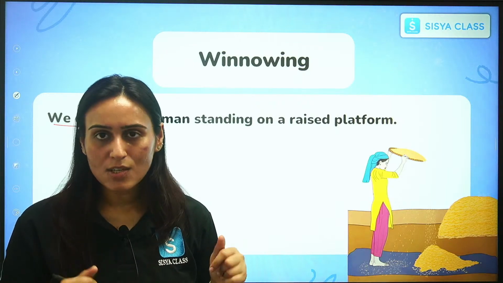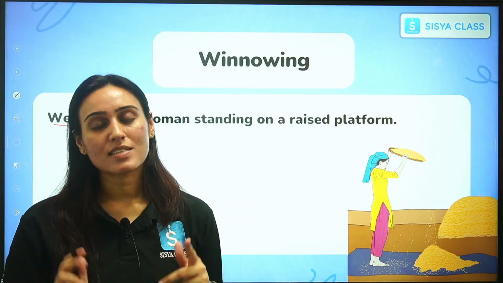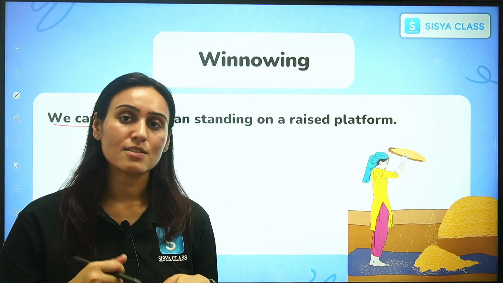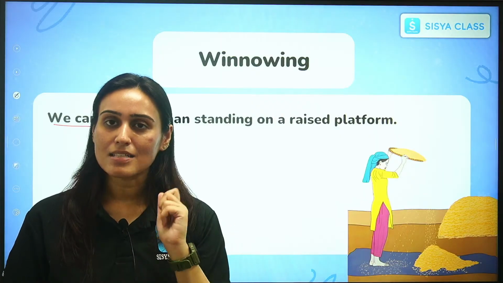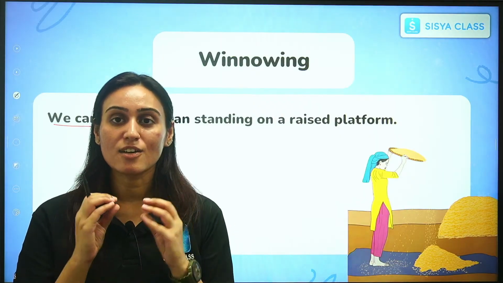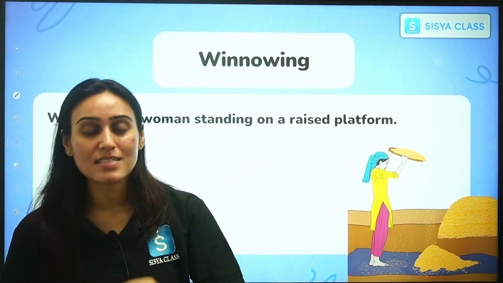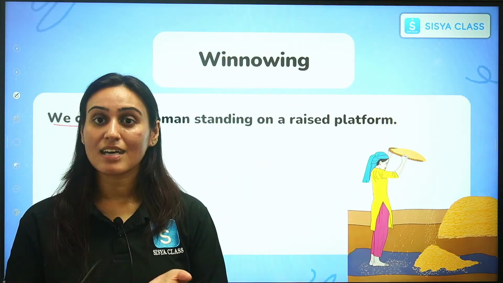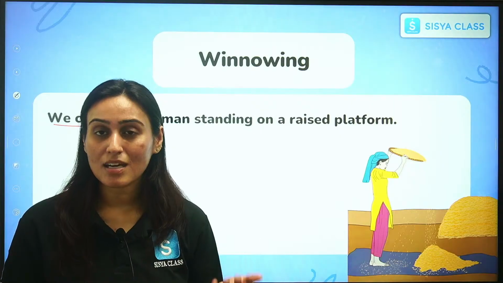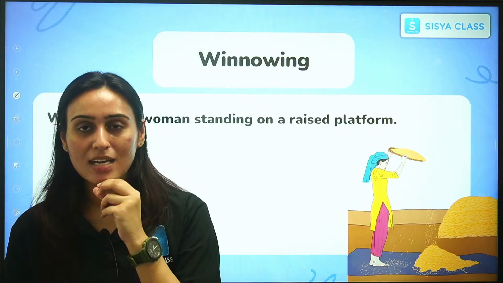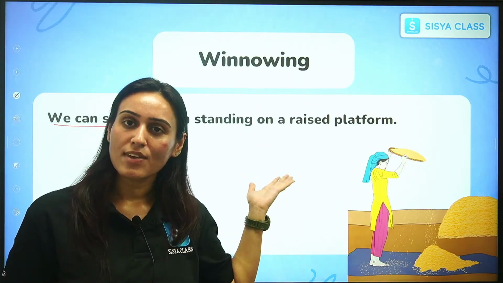Then what is the wind doing? It is blowing the husk away. Why is the husk being blown away? Why not the grains? Because the grains are heavier, the husk is lighter. We are using the difference in weight of husk and our grains to separate them out. Another method by which you can separate out the components of the mixture, we are using winnowing.